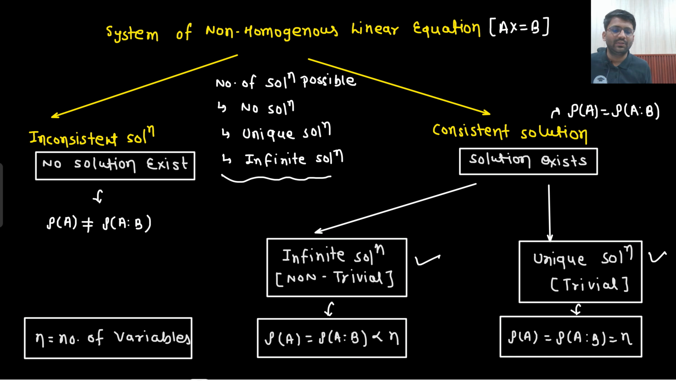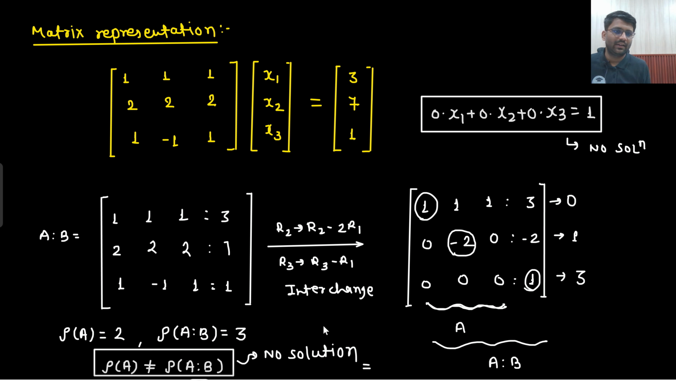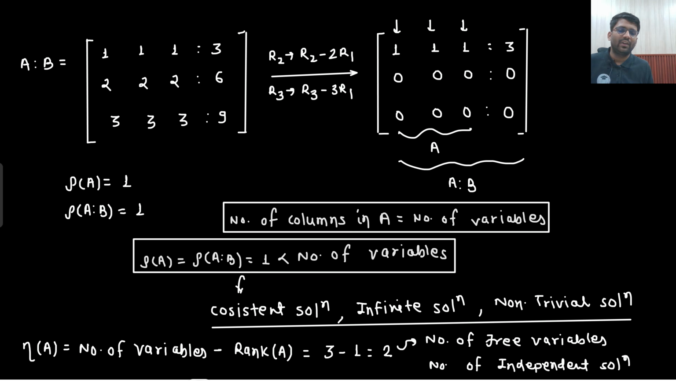How did I explain? Using this scenario, here I explained. Because this is 3 cross 1 and this is 3 cross 3. If you want the multiplication to be successful, then these two should be the same. That means the number of columns of A should be equal to the number of variables. What is this 3? Number of variables x1, x2, x3. So number of columns of A would always be equal to the number of variables.